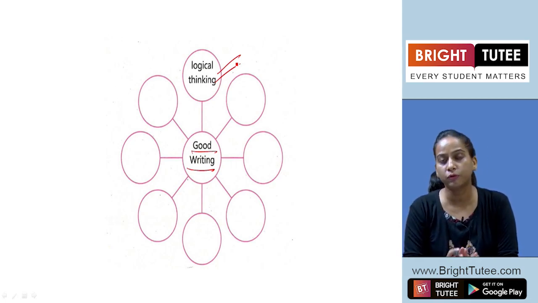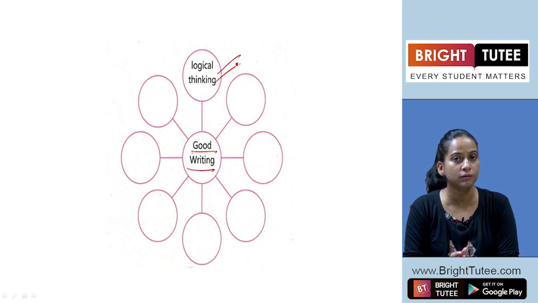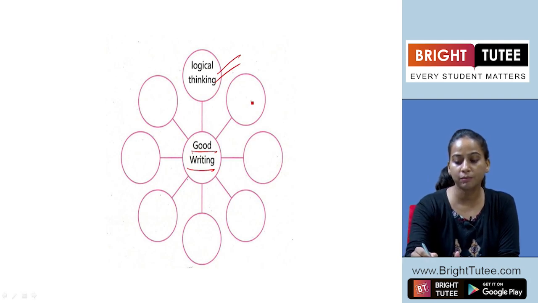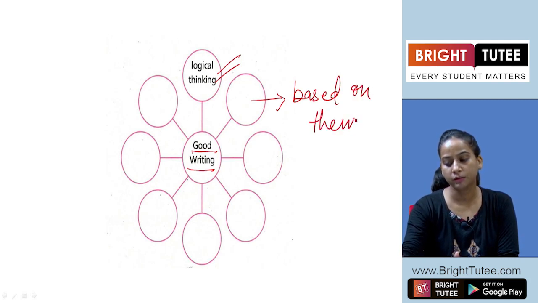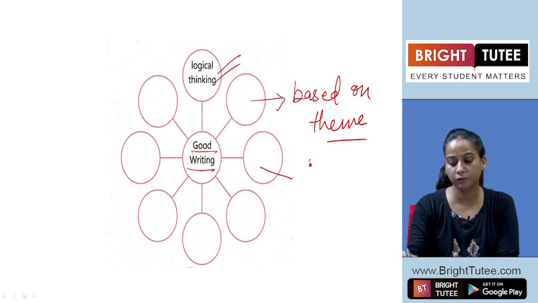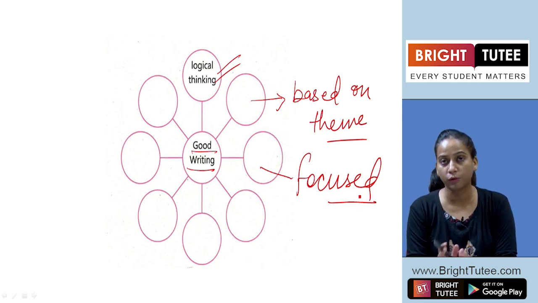Whenever we are talking about good writing, clear? Good writing must have different characteristics, and definitely strong characteristics, which create a difference from other writing. So here, the first one they have given is that good writing must have logical thinking. If we talk about any other feature of good writing, we can say it must be based on a particular theme, or we can say it must be focused. Clear? While we are talking about good writing, it must be a focused one also.